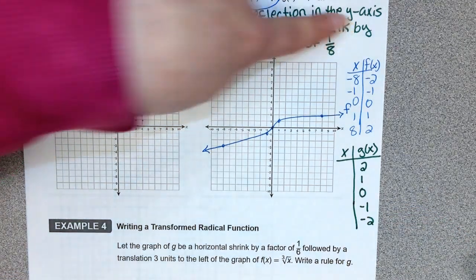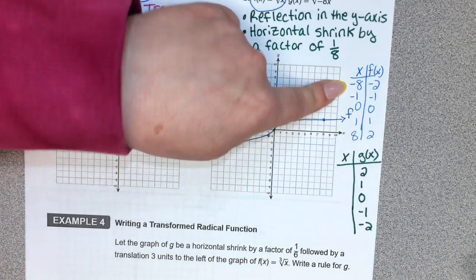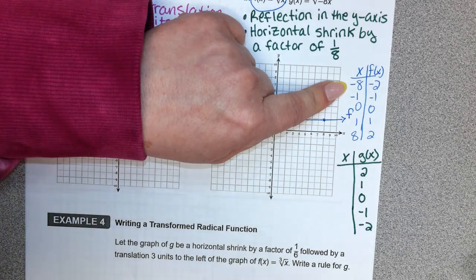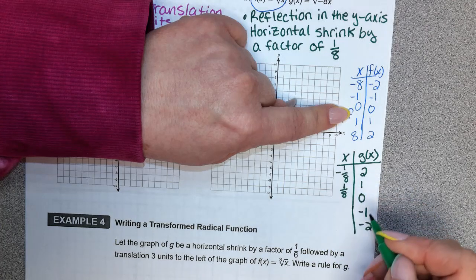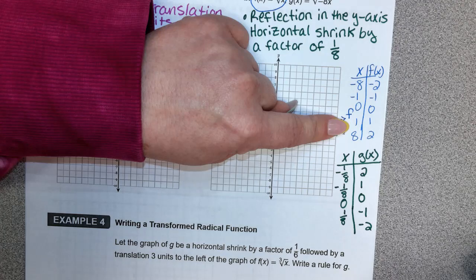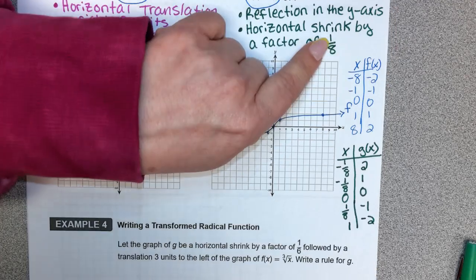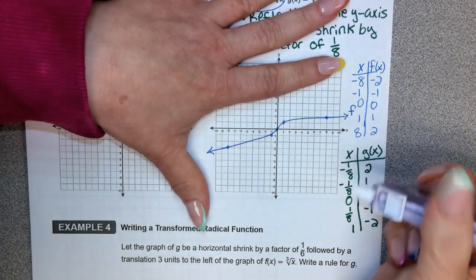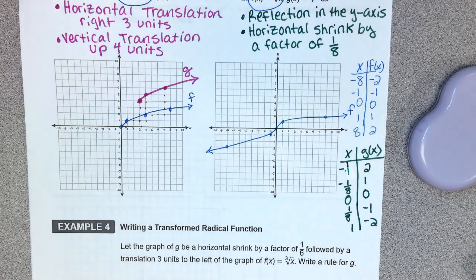Then I need a horizontal shrink by a factor of 1 over 8. So I'm going to take each of these horizontal measures, which is x, and multiply them by 1 over 8. So -8 times 1 over 8 is -1. -1 times 1 over 8, 0 times 1 over 8, 1 times 1 over 8. Ooh, that should have been negative, this should be a 1. That should be a 1. -8 times 1 over 8 is -1. That's a -1. Woo, math. There we go. And I'm going to graph that on my paper.